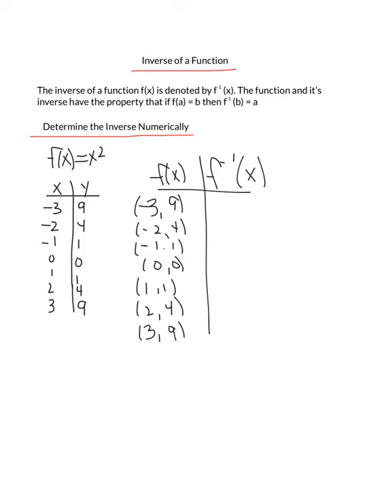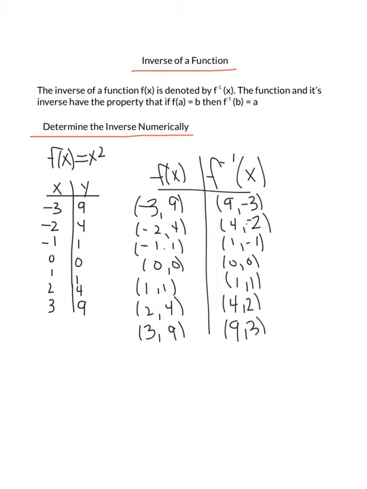When we're finding the inverse of a function, it is as simple as taking our x and y values in a coordinate and switching them. So -3, 9 will turn into 9, -3. -2, 4 will turn into 4, -2. And we will continue: 1, -1, 0, 0, 1, 1, 4, 2, 9, 3.